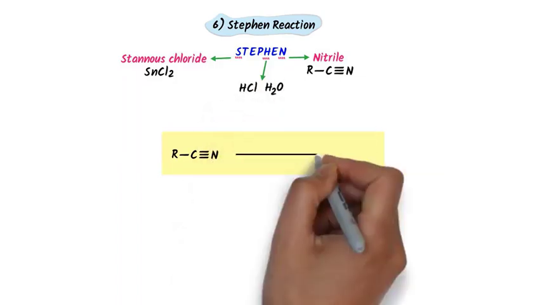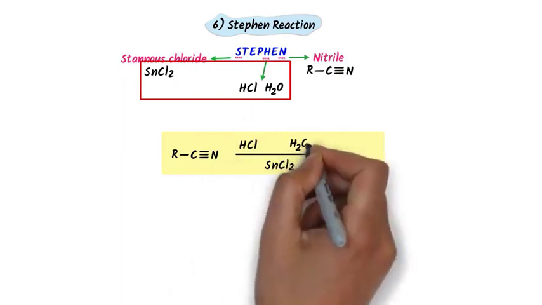Now, the sixth and the last reaction is the Stephen reaction. Well, everything is there in the word Stephen. This T stands for nitrile. We know that nitrile is an alkyl plus cyano group CN. I take this nitrile and write it here. Secondly, this S stands for stannous chloride, SnCl2. This H stands for two things, HCl and H2O. I take these ingredients and write them here.